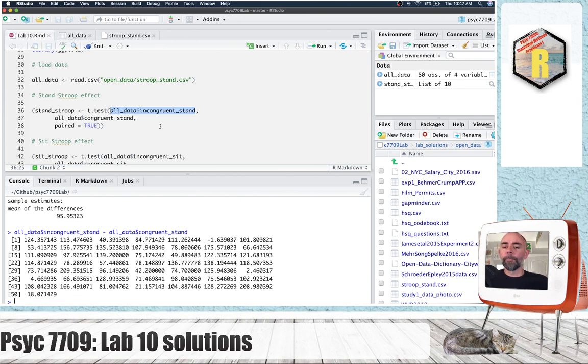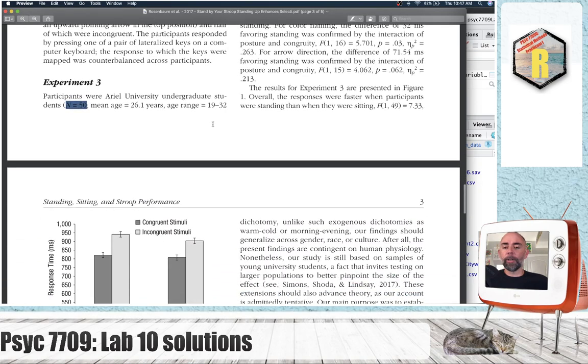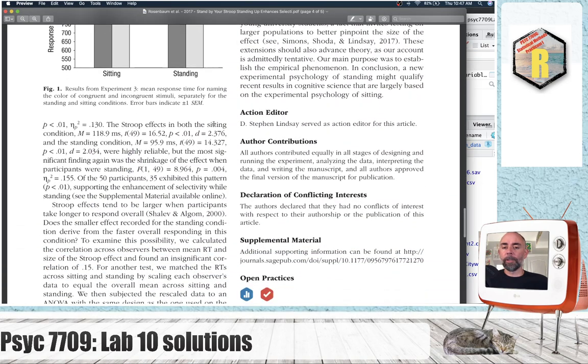Now, we can put the RTs for the incongruent items and the congruent items into this t-test function, set paired to true, as we've done, and we can get our t-test. So we've obtained 14.327 as the t-value, degrees of freedom 49, and a very tiny p-value with an average mean difference of 95. And we can just compare that over here for the standing condition.